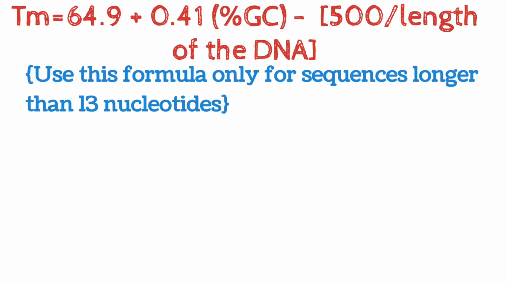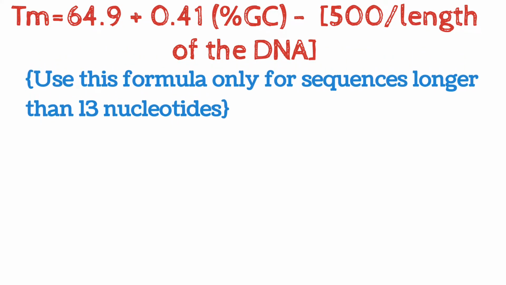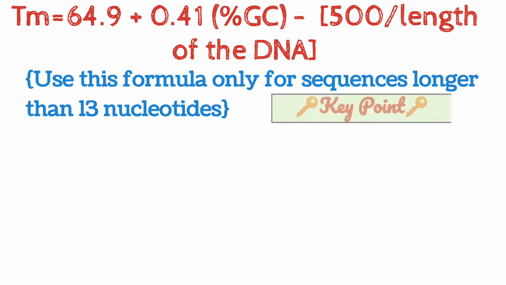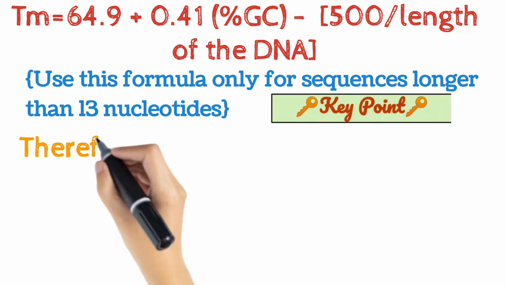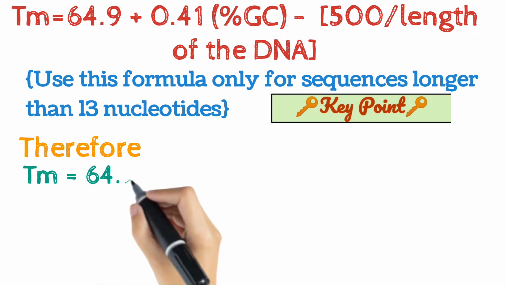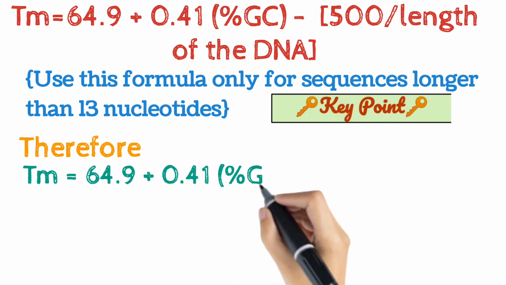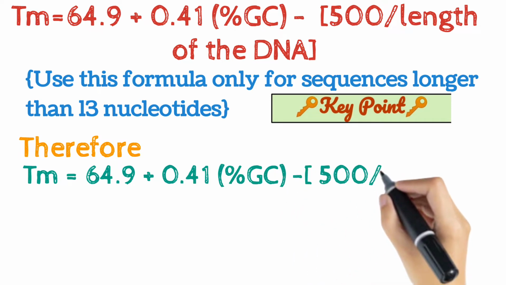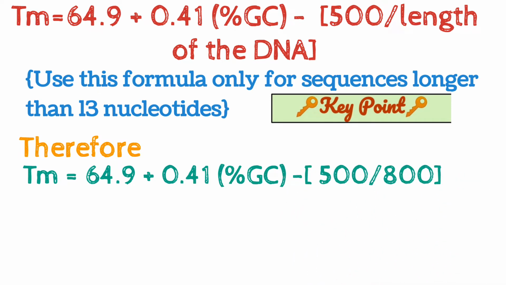Again remember this thing: use this formula only for sequences longer than 14 nucleotides. This is a key point, you should remember this one. So put the values and therefore the equation will be Tm is equal to 64.9 plus 0.41 in bracket percent GC. You don't know this value, so keep it as it is, bracket close, minus in bracket 500 by 800, 800 being the length of DNA, bracket close.